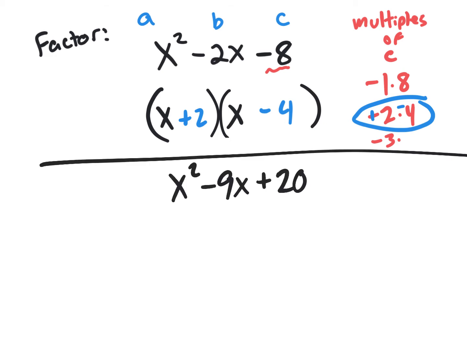Go for it. You have x squared minus 9x plus 20. What would the factored form of that actually be? So you want it to look like this, obviously, and of course you're going to have the x's, but you need to tell me what's going to be here and here.